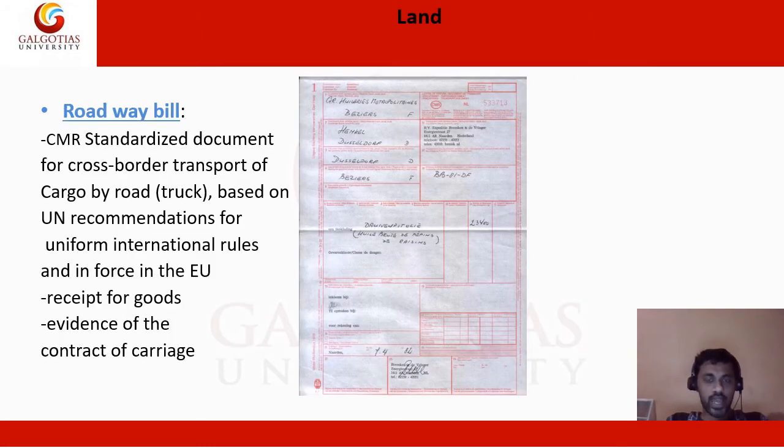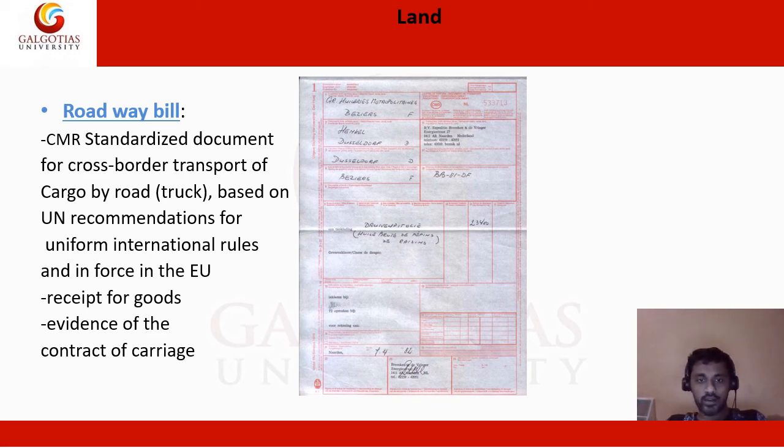In the land transport, it is all about the roadway transport, in which the roadway bill is the transport document. It is a CMR standardized document for cross-border transport of cargo by road, which may happen by truck, based on UN recommendations for uniform international rules and enforced in the European Union. It is a receipt for goods and evidence of the contract of carriage.